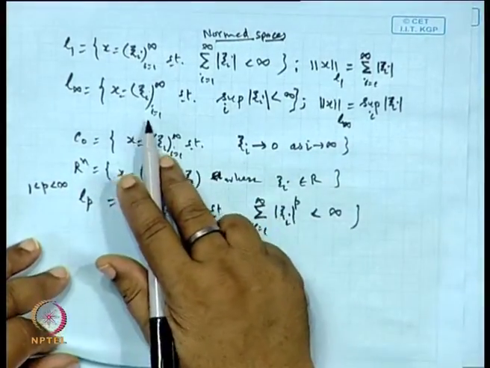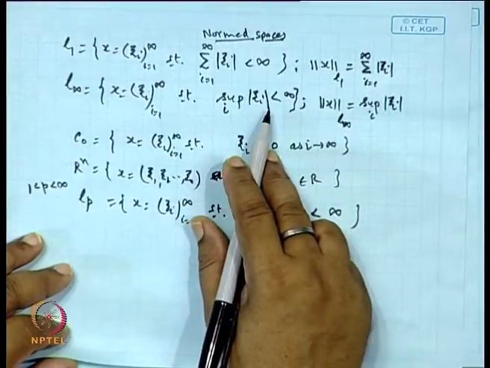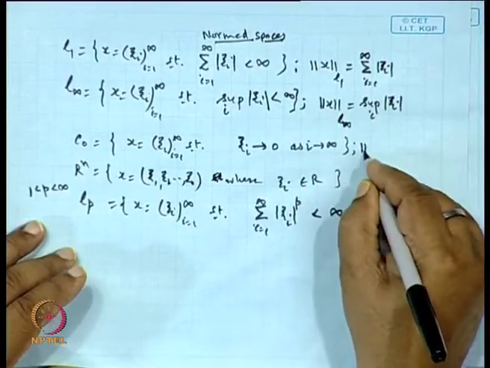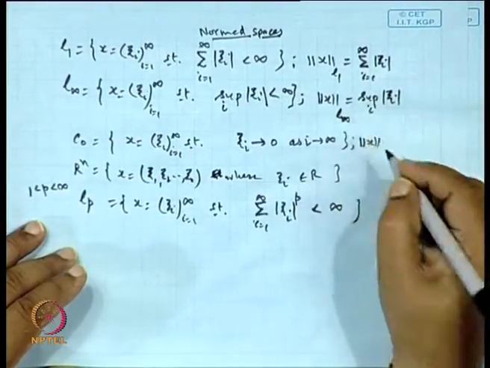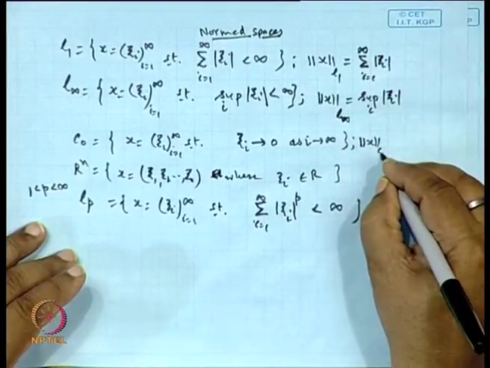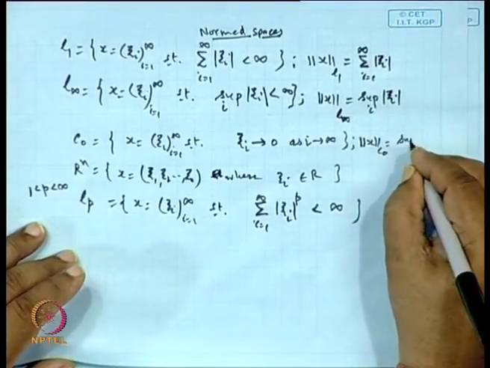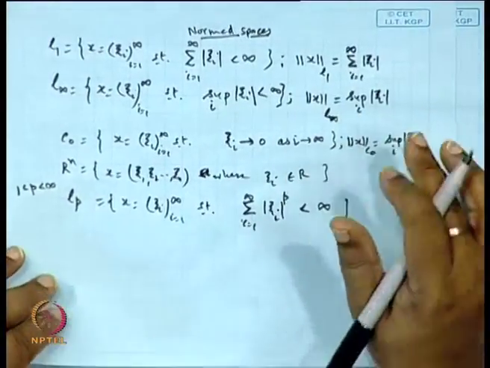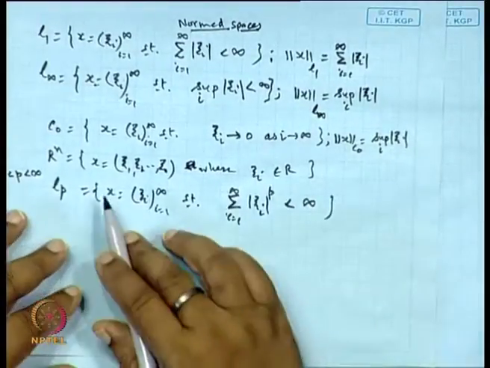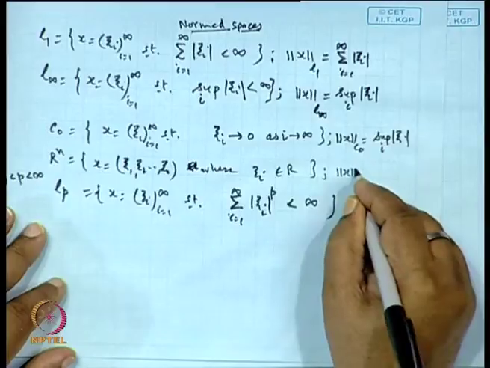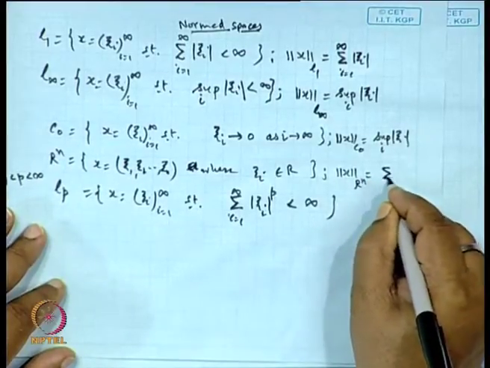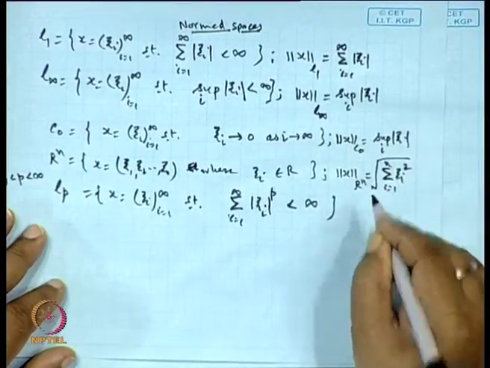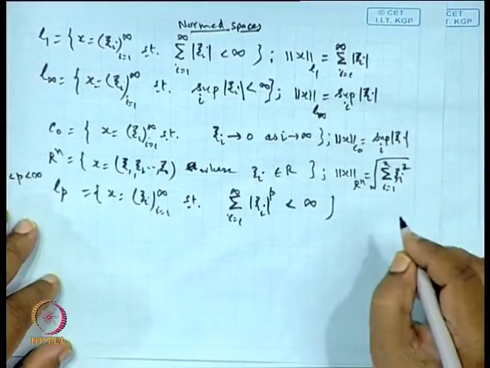In fact, we can also write this as the set of all sequences which are bounded, that is, the supremum is finite. And here the norm is defined as if it is the norm of infinity. So, the norm on C naught is the same as the norm of infinity, because C naught is a subclass of L infinity. And then in Rn, the norm is defined as the square root of the sum of xi squared, i from 1 to n.